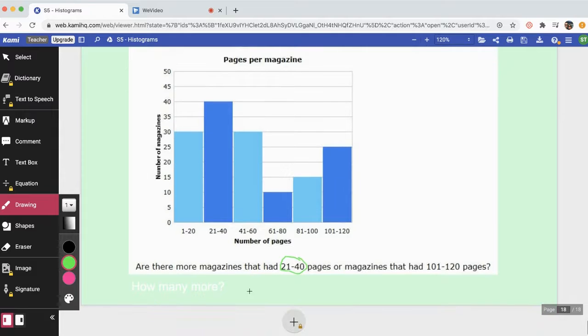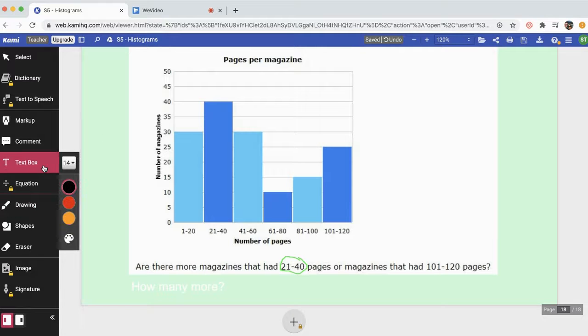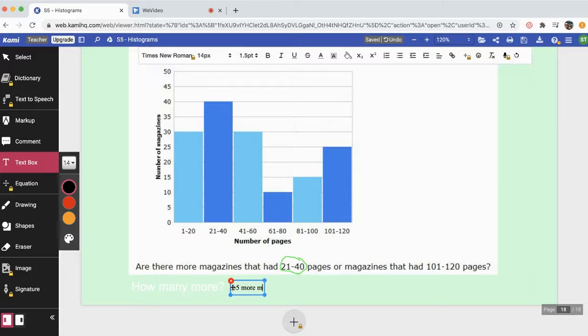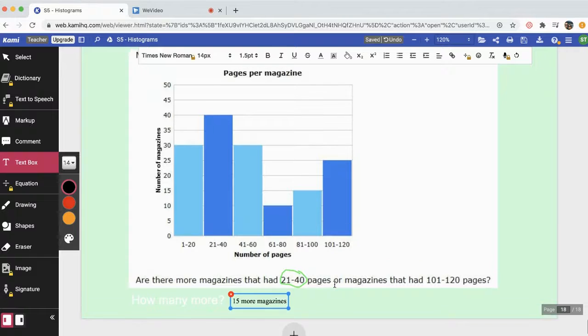And then this down here says, how many more? Well, 40 magazines had this and 25 magazines had that. So 40 minus 25 is 15. So 15 more magazines had between 21 and 40 pages than 101 to 120.